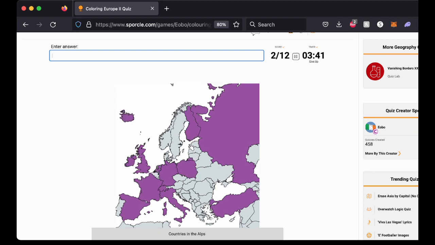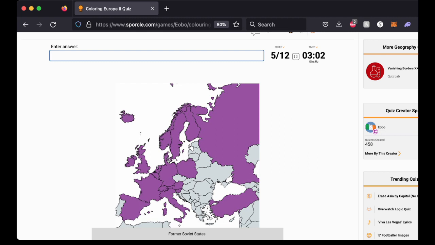Countries in the Alps. Well, so we have Liechtenstein. Countries bordering France. So we have Belgium. Monarchies. I believe there's a famous photo in Norway where the king was in like the subway, or I don't know. I forget the king's name, but I believe Norway would work.